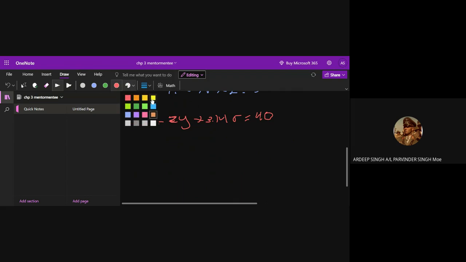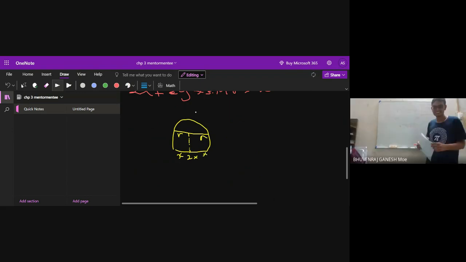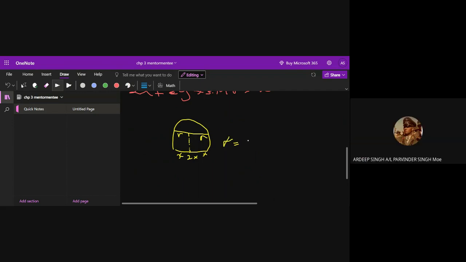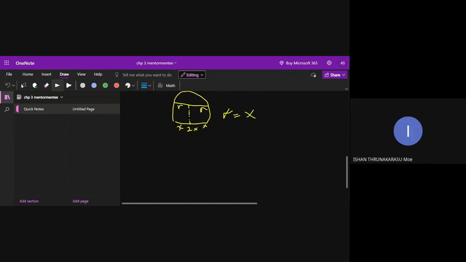Okay, let's just see. Now I will circle like that. So this is the R here, there's one more R here. And then down here is 2x. So what I can do is I divide like that. So here will be one R here, and one here will be one x. You understand? So basically, the R equals x. You understand, Ishan?